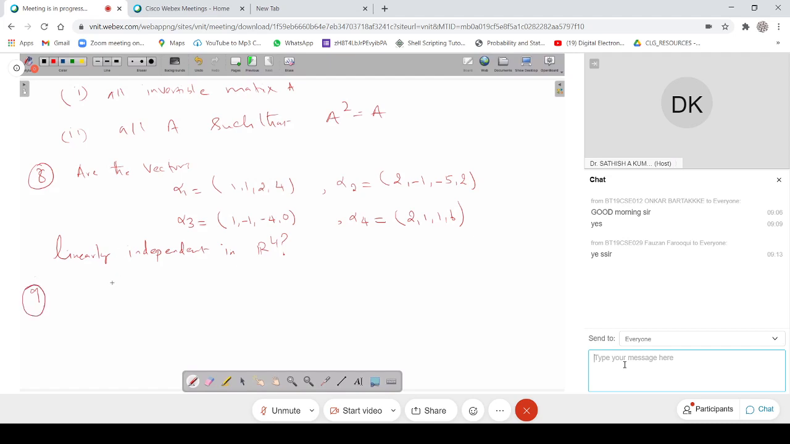We can have this example. Find three vectors in R3 which are linearly independent, which are linearly dependent, and which are such that any two of them are linearly independent.